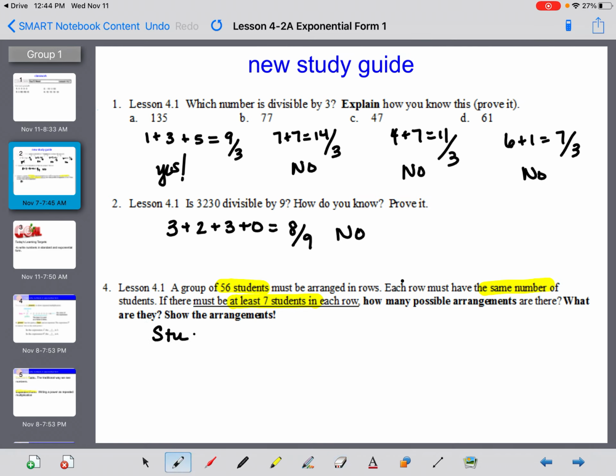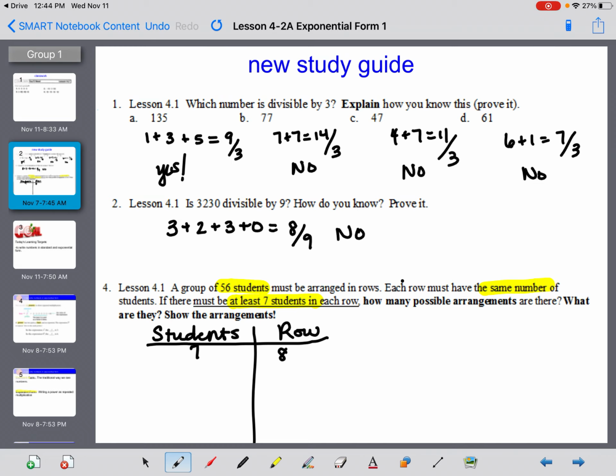I always start with the minimum number of students, or the minimum requirement in each row. In this case, 7. 56 is evenly divisible by 7. If I put 7 students in a row, I would need 8 rows to seat all 56 students, because 7 times 8 is 56. That's not my only option of how to seat students in rows.